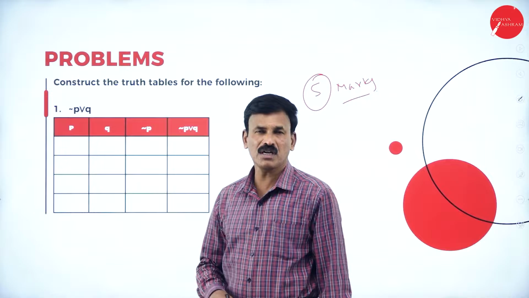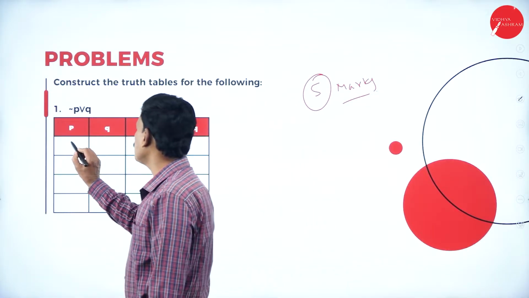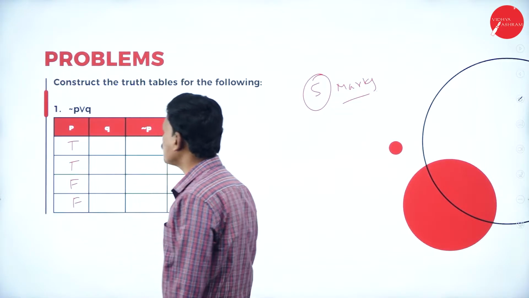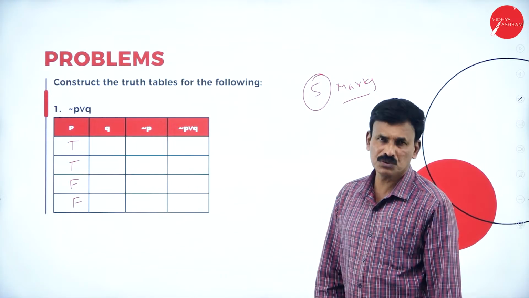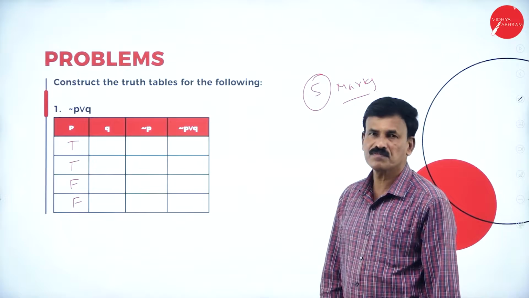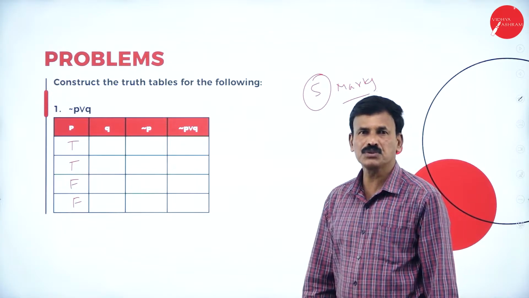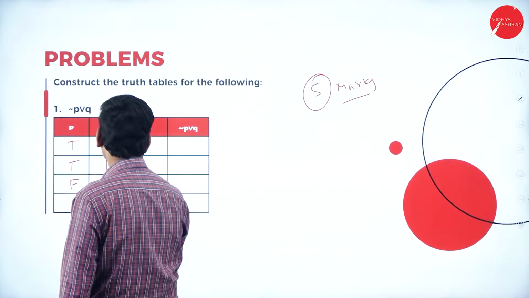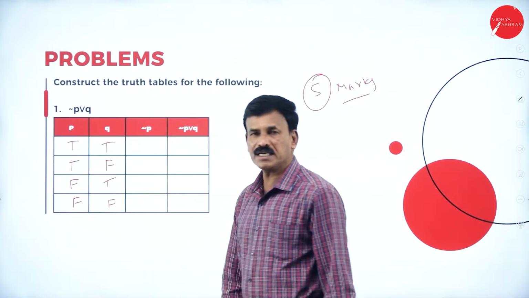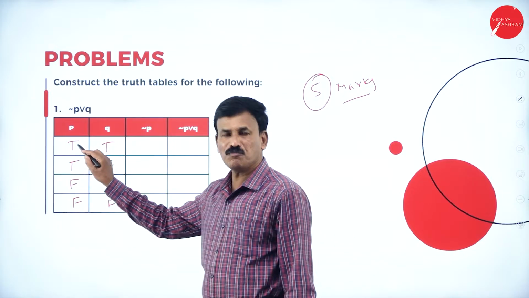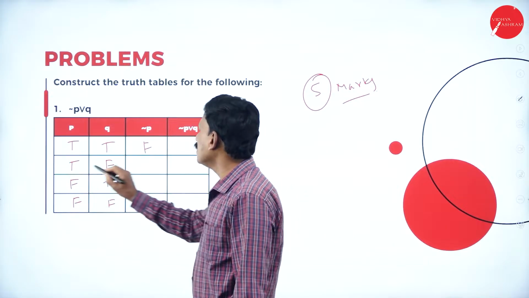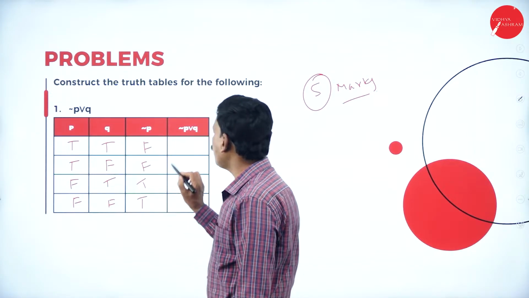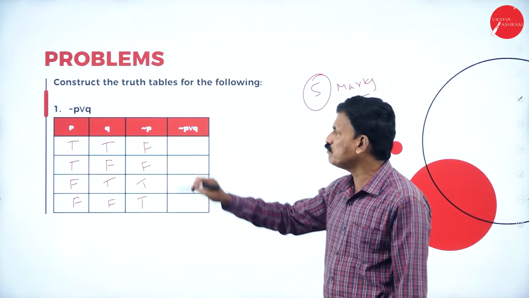Now you know the truth values for P. P is, as usual, T, T, F and F. First two are true, remaining two are false. Whereas for Q, alternately true, false, true, false. Now, what is negation of P? Negation of P: for T it is F, for T it is F, for F it is T, for F it is T. FFTT is the negation for P.